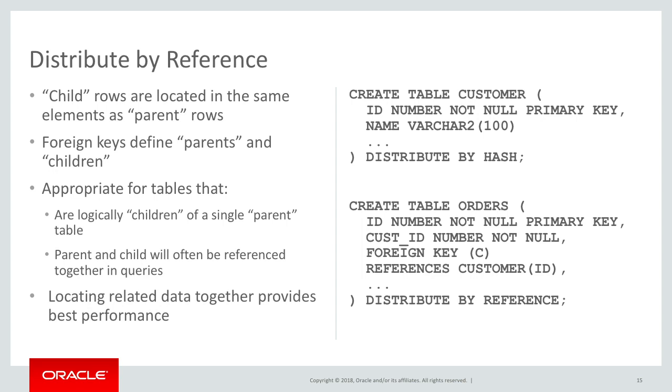In this example, we have the customer table. The parent table is distributed by hash. So customers are spread uniformly around the grid. All of the orders for an individual customer are present on the same element as the customer. They're distributed by reference. We have a foreign key from the order table to the customer table that describes it. And so when you say distribute by reference, we'll automatically follow that foreign key and place the orders for a particular customer in the same set of elements that the customer itself resides in.